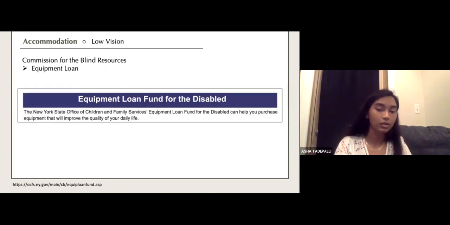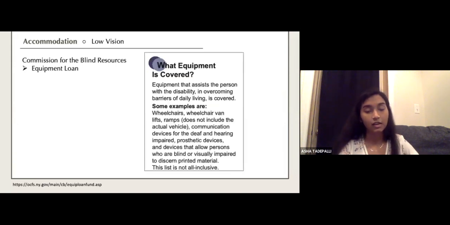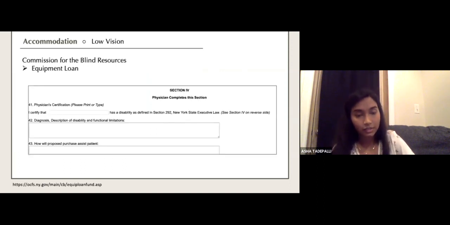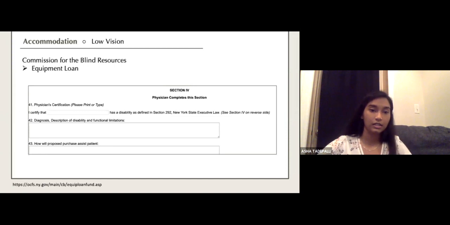Another resource that's available on the website is the equipment loan. So this is a loan fund for the disabled, and it helps you purchase equipment that can improve the daily quality of life. Equipment that is covered includes wheelchairs, as well as maybe ramps, communication devices. We think about the low vision or near reading devices that we use, prosthetic devices, or those that help, allow blind or visually impaired patients read material. This is available online, and you could see here, you can sign up for your patient, listing their name, the diagnosis they may have, and how they'll use that proposed purchase.